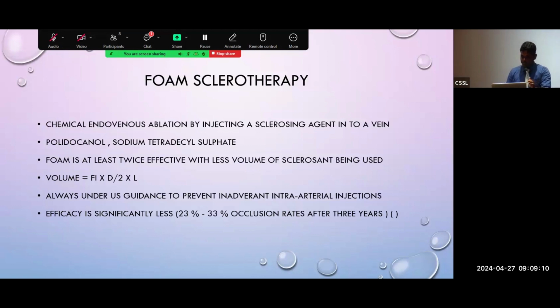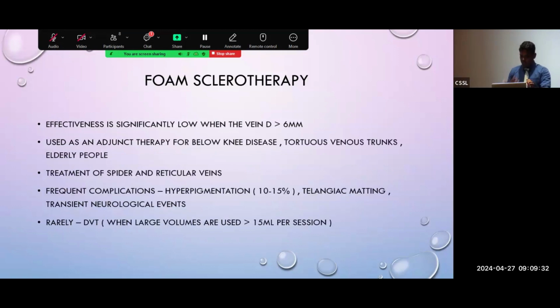All right, so you have to do it always under ultrasound guidance. Earlier, people used to do it without ultrasound guidance. Then you can have a lot of complications: STD extravasation, intra-arterial injections, etc. Efficacy-wise, if you use it as a primary treatment, obviously it is less. But there are indications where you use foam sclerotherapy as the primary treatment. For example, if the patient only has below-knee disease, or else the venous trunk is too tortuous with a small diameter, or else elderly people with a limited life expectancy.